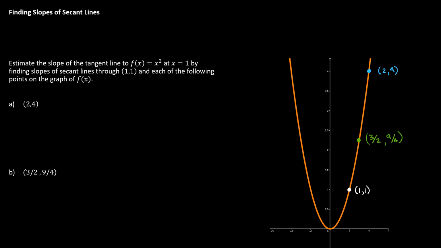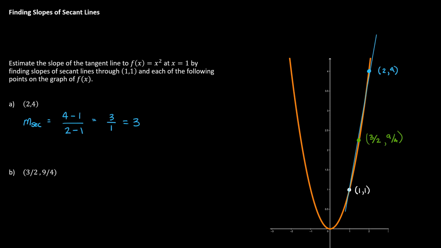We're going to calculate the slope from the white point to the blue point. That is an approximate rate of change. So using the slope formula, change in y divided by change in x, we can calculate the slope of the secant line. We find that it's equal to 3. So a line that connects the white point and the blue point has a slope of 3.